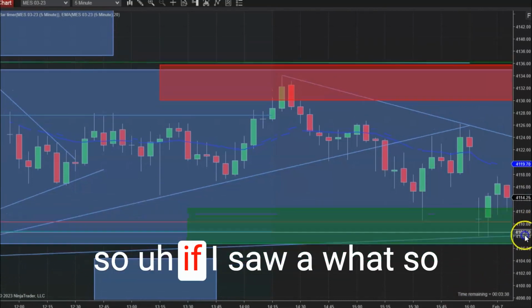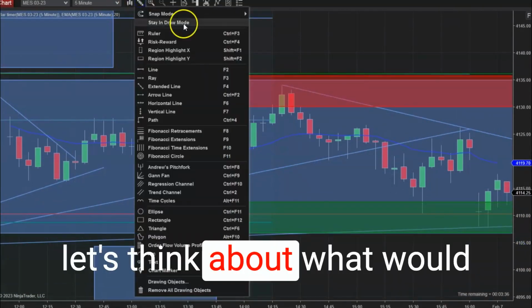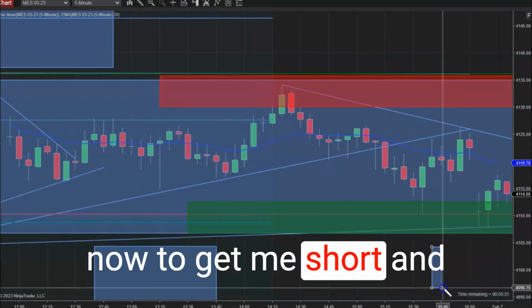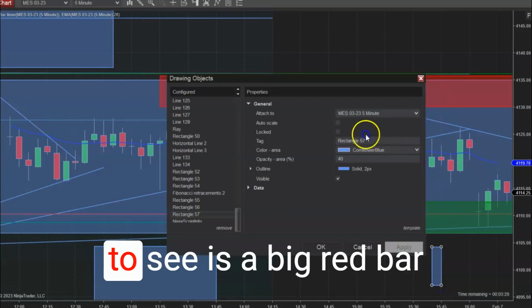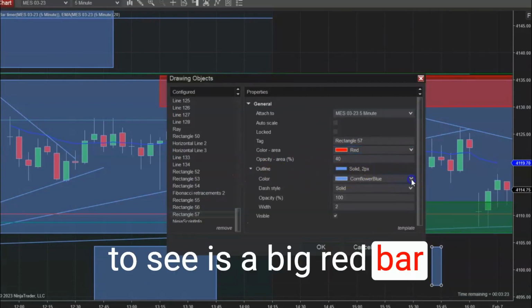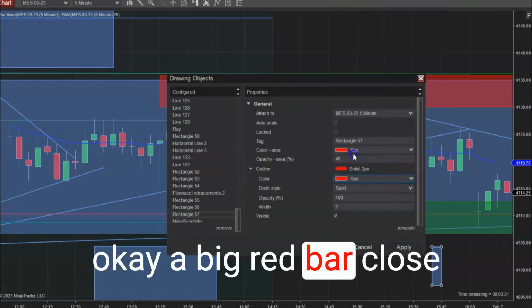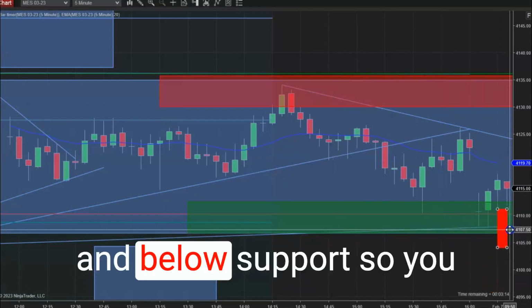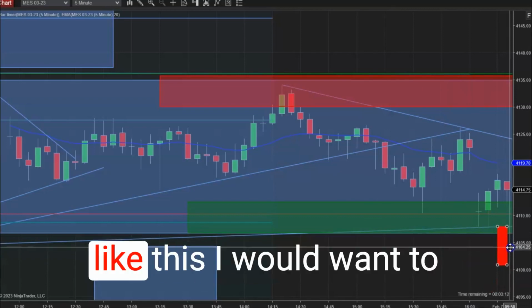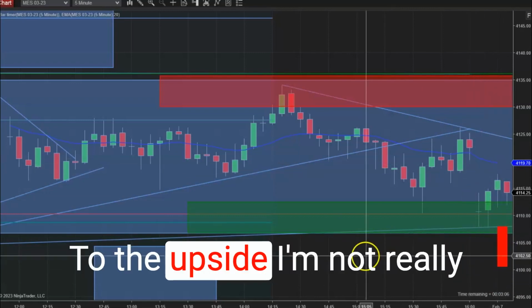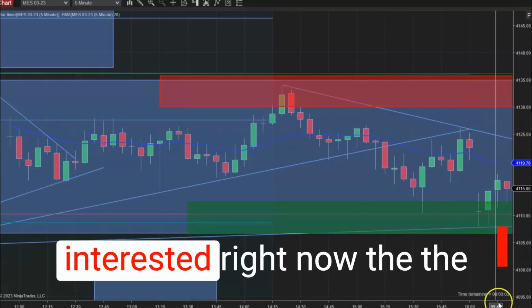So let's think about what would get me short, right? What would I have to see right now to get me short? And really what I would have to see is a big red bar, okay? A big red bar close somewhere near its low and below support. So if I saw something like this, I would want to sell the close of that bar. To the upside, I'm not really interested right now.